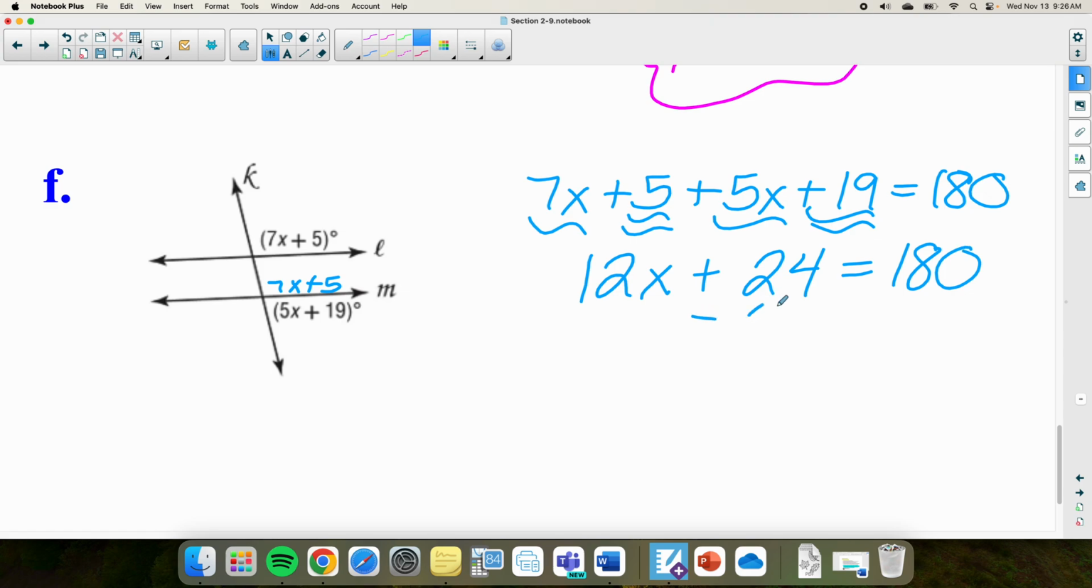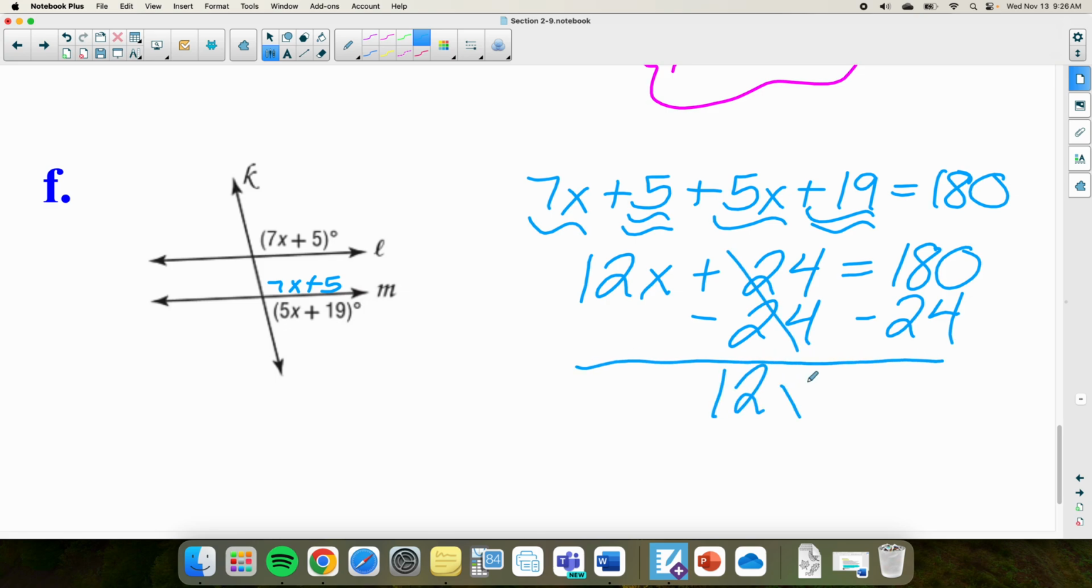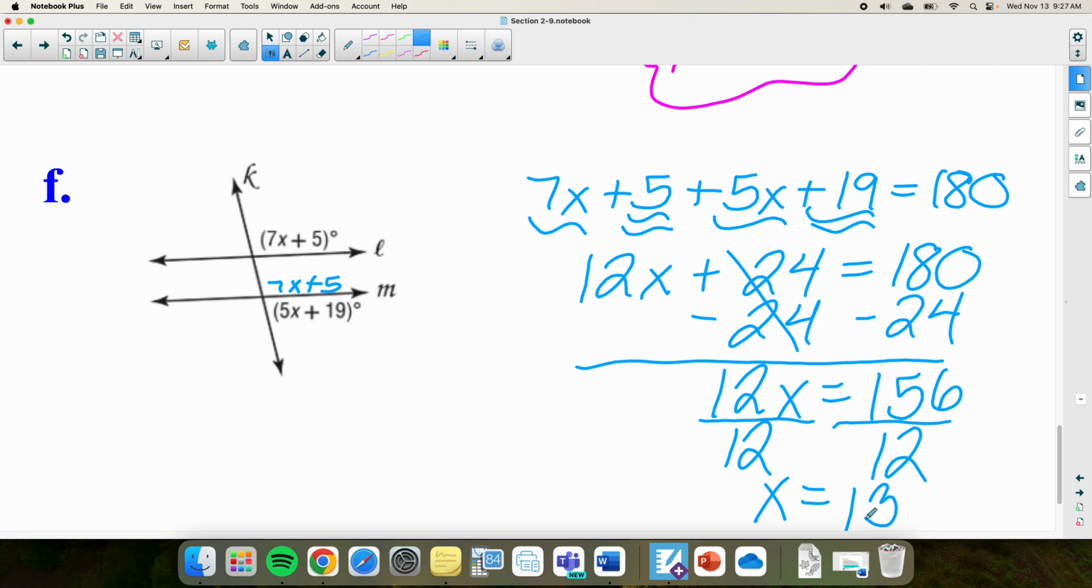Then we subtract 24, and 12x equals 156. Divide by 12, and x would equal 13.